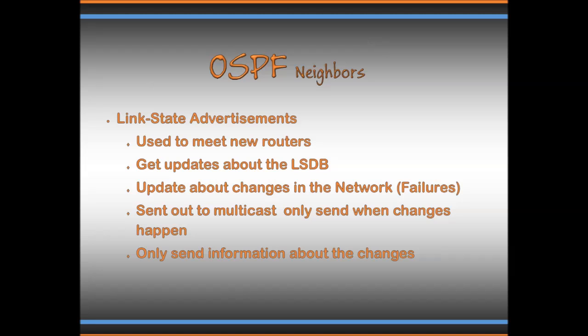They are sent out over multicast and are only sent when changes happen within the network, as opposed to RIP, where they're sent out every 30 seconds. This cuts down on traffic over the network, as well as processor power. And the information it sends is only the information for the link state database that changes, whereas in RIP it sends out the entire database each time.